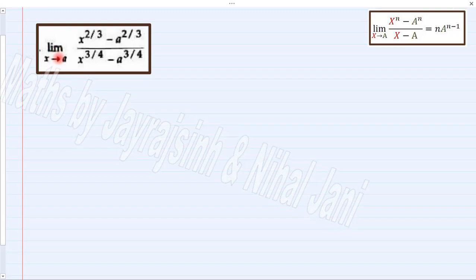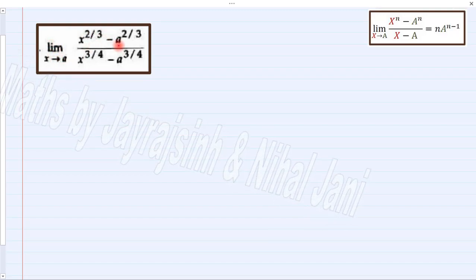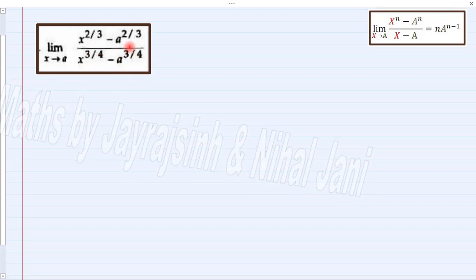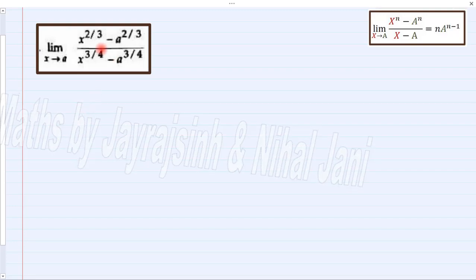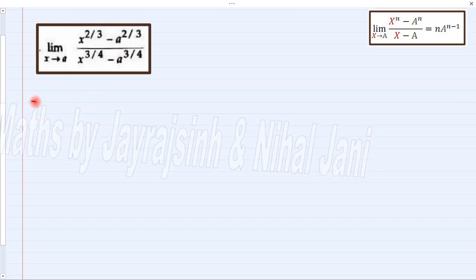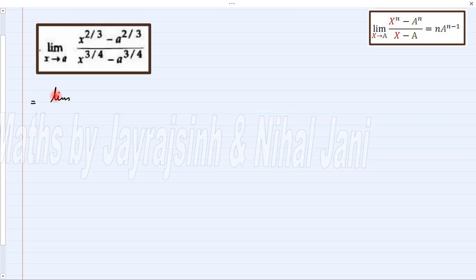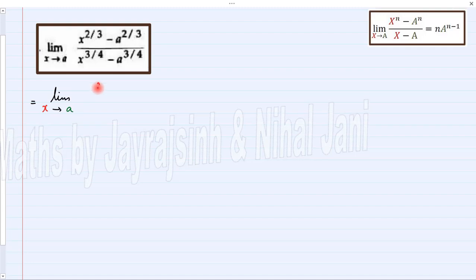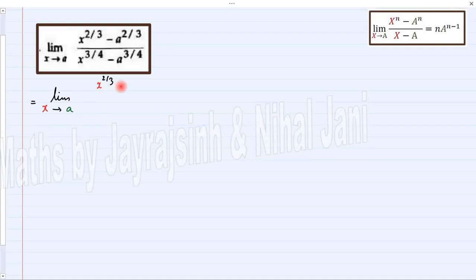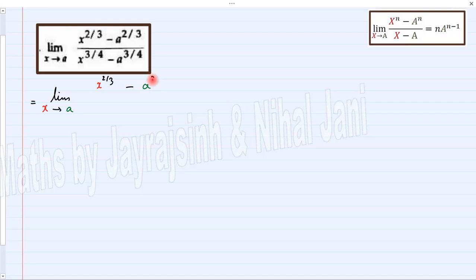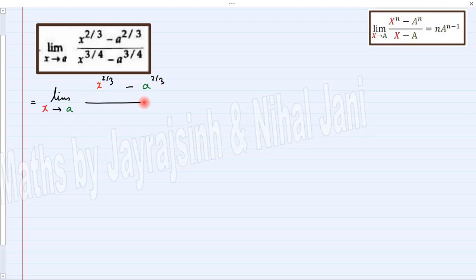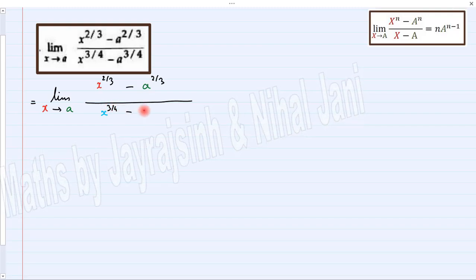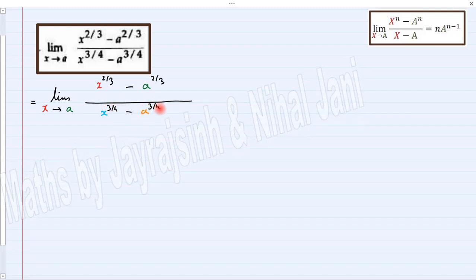In this question, we have limit x tends to a, (x raised to 2 by 3 minus a raised to 2 by 3) upon (x raised to 3 by 4 minus a raised to 3 by 4), which is in the form of 0 by 0. Now, let's try to get into the standard form. We have limit x tends to a. In numerator, we have x raised to 2 by 3 minus a raised to 2 by 3. And in denominator, we have x raised to 3 by 4 minus a raised to 3 by 4.